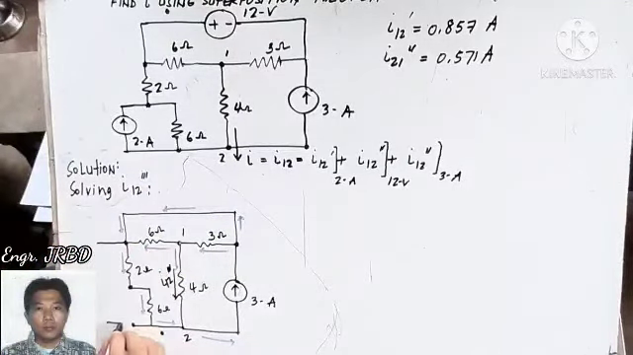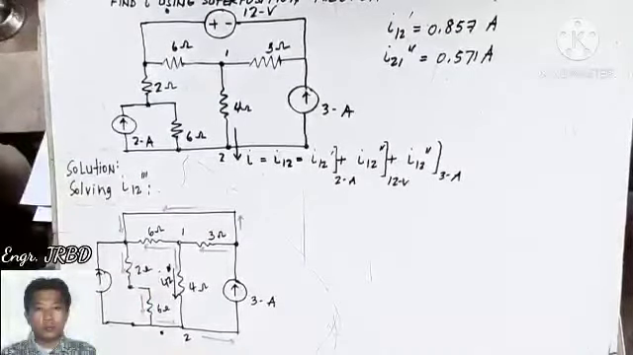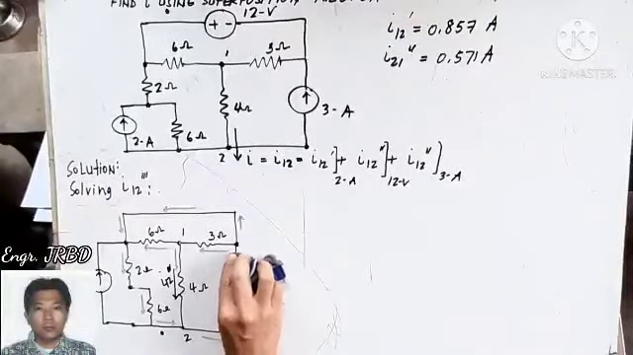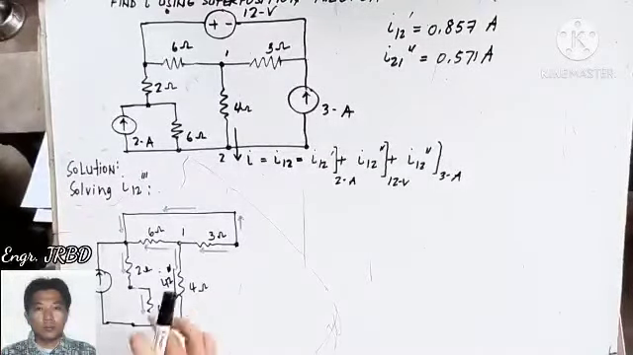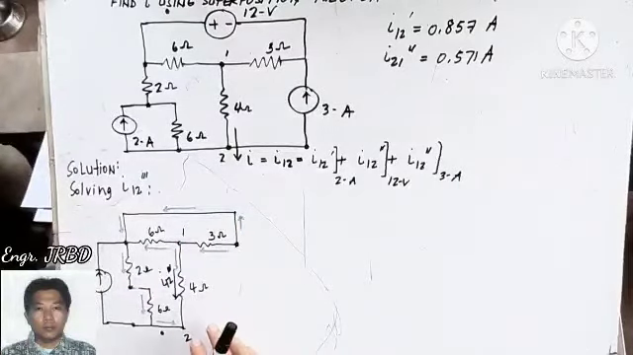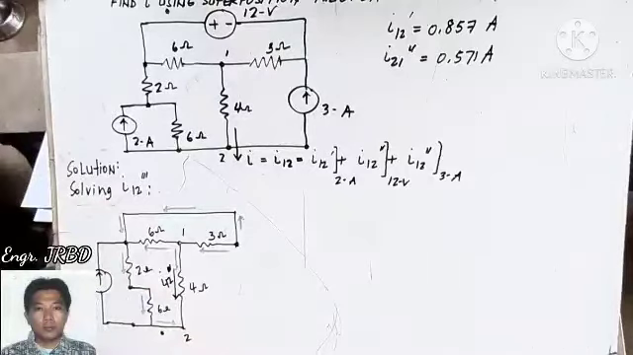For clarity, this is now your 3 amperes. Then you can remove this. 6 and 3 now are in parallel. The parallel combination is in series with 4. It is in parallel with the series combination of 2 and 6.